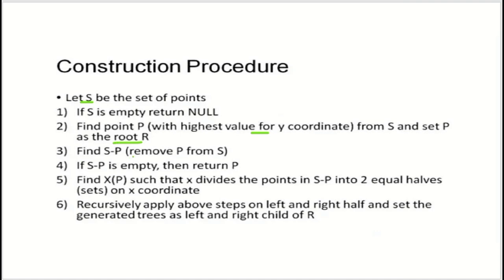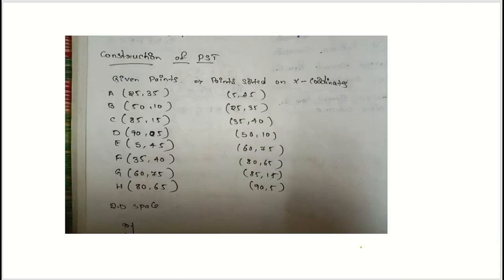The third point is we need to find S minus P. In the fourth point, if S minus P is empty then we need to return P. At the fifth point we need to find the x of P. That means we need to divide the points present in S minus P into two equal halves and then find the median for that. Whatever median we get, that is our x of P. For the remaining steps we need to do the same for the left half of the tree and the right half of the tree.